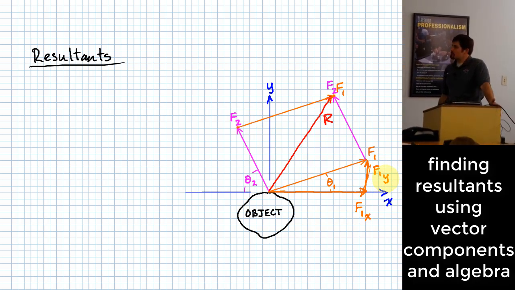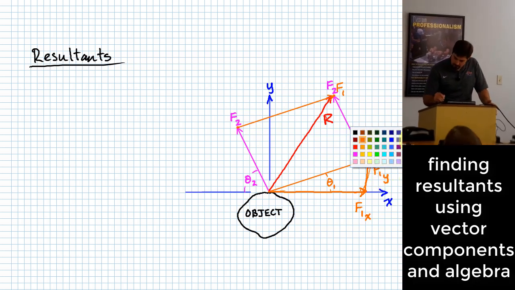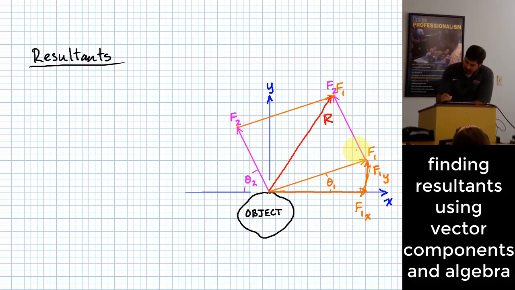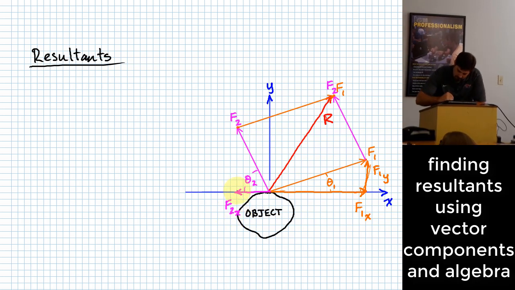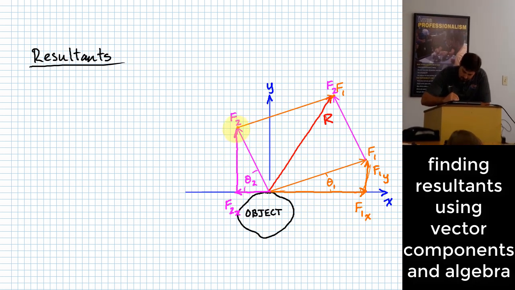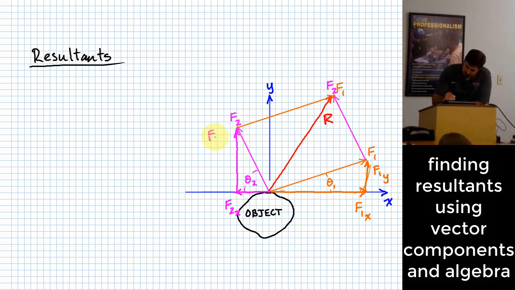Could we do that for force 2? Yes. I agree, we can. Okay, and here's what it would look like. You would have a horizontal component. That would be like F2x. And here you would have F2y.